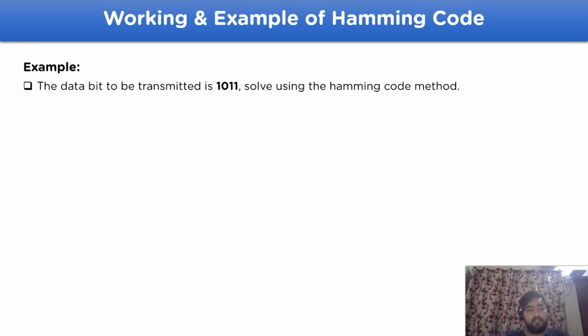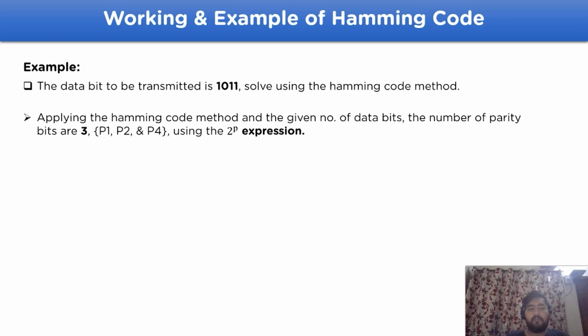The given example is: the data bits to be transmitted are 1011, and we have to solve this using the Hamming code method. So the first step is to identify the given number of data bits. That would be 4 according to the question. So the number of parity bits would be 3, where the values would be 1, 2 and 4 according to the power of 2 expression.